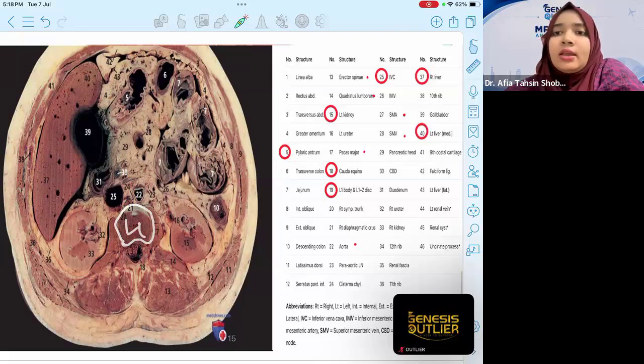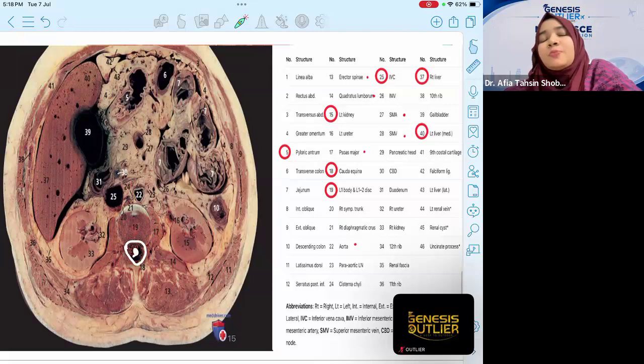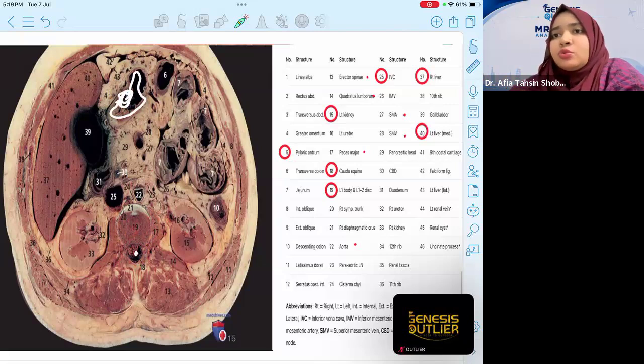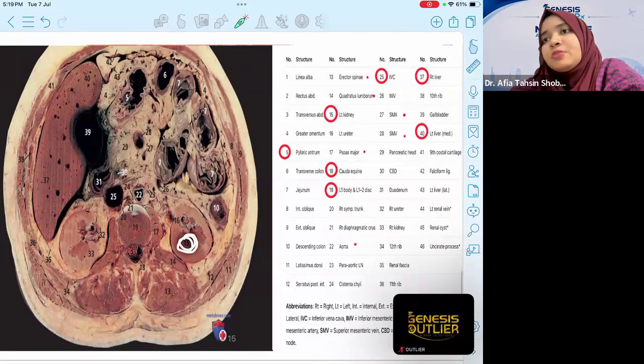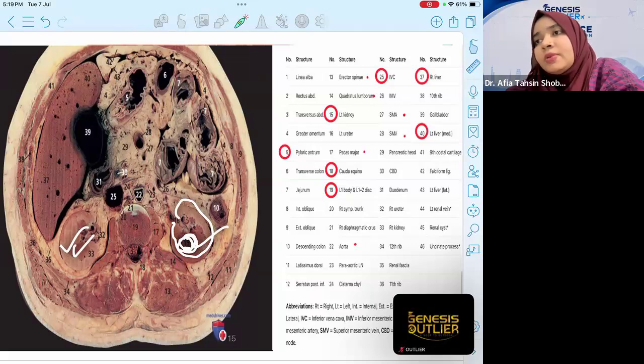This is the L1 body, and then here, see, it is cauda equina, because the spinal cord ends here. So you will get cauda equina here. Now come to the 5, pyloric antrum. This is pyloric antrum, and then come to this 15. Where is 15? This is 15. 15 is left kidney, and this is right kidney. This is left kidney. This is right kidney, and you will be asked about left liver.